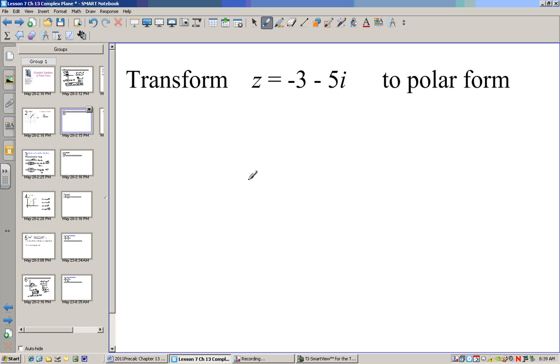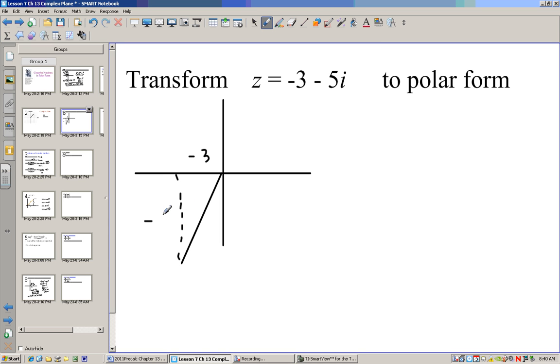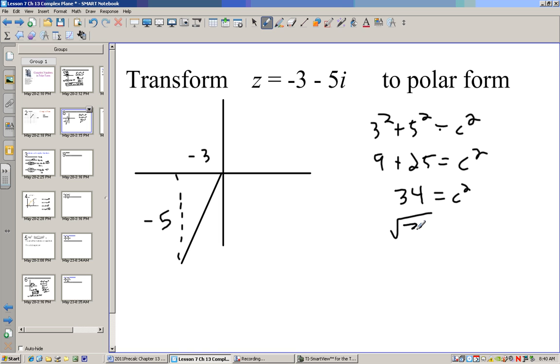All right. Here's another problem for you to try. Negative 3 minus 5i. Go 3 to the left, 5 down. Our r value is going to be 3 squared plus 5 squared equals c squared, or 9 plus 25, which is 34. And the square root of 34 cannot be broken down.